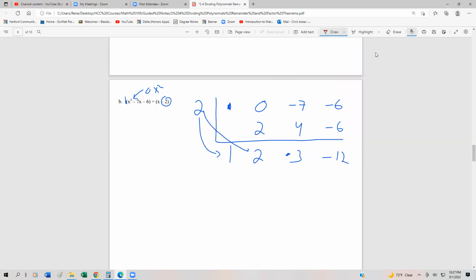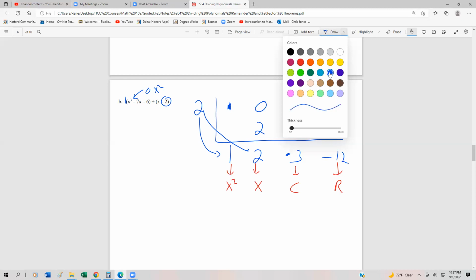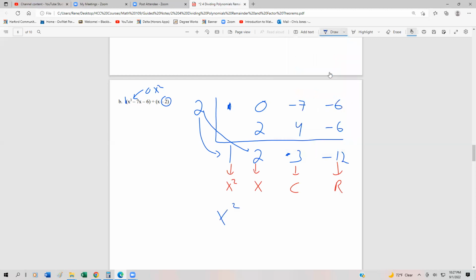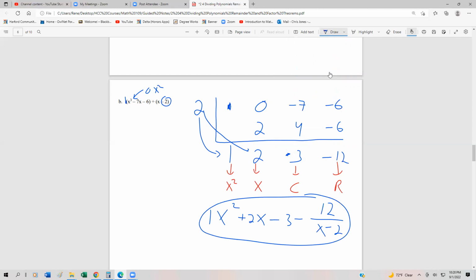And so for our answer for this, remember, the way it works is that this is the remainder. This is the constant. This is the coefficient of x. This is the coefficient of x squared. And then you just keep going up in that order, okay? So our answer is just going to be x squared, or 1x squared, plus 2x minus 3, and then minus 12 over x minus 2. And that's our answer.